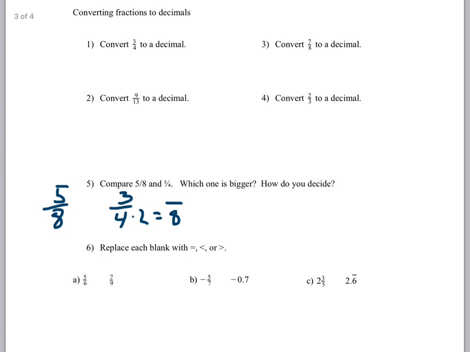All right, and whatever I do to the denominator, I need to do to the numerator. 3 times 2 gives me 6. So now I have 6/8, and I'm comparing it to 5/8. Which one's bigger? Oh, it was the 6/8, which is the 3/4. So the answer is the 3/4 is bigger.